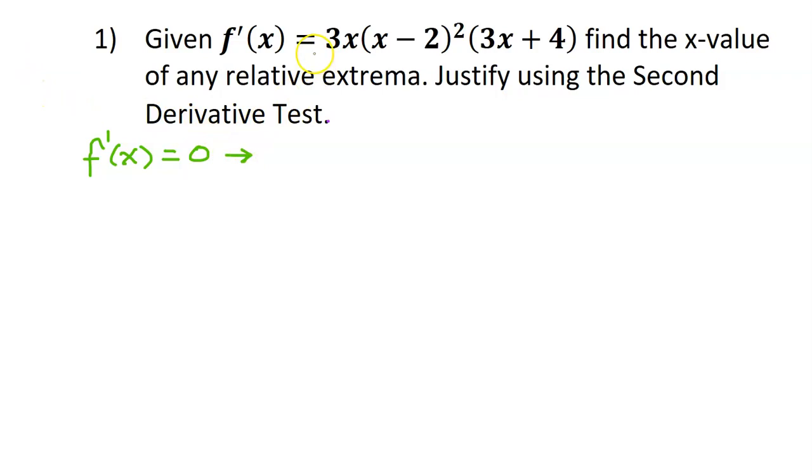First, we need to find the values of x that will cause f prime to equal 0. Since I gave you f prime in factored form, we can easily glance at it and see that f prime will equal 0 when x is equal to 0. That's from the first factor. When x is equal to 2 from the middle factor, and when x is equal to negative 4 over 3.